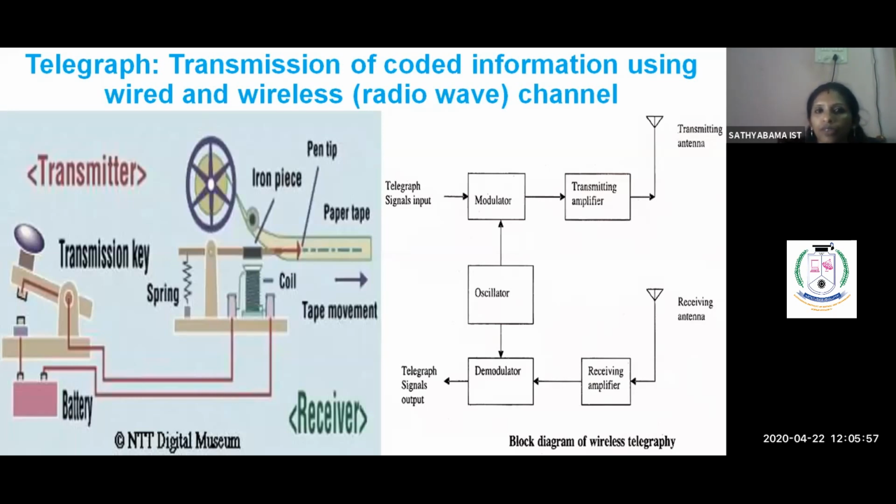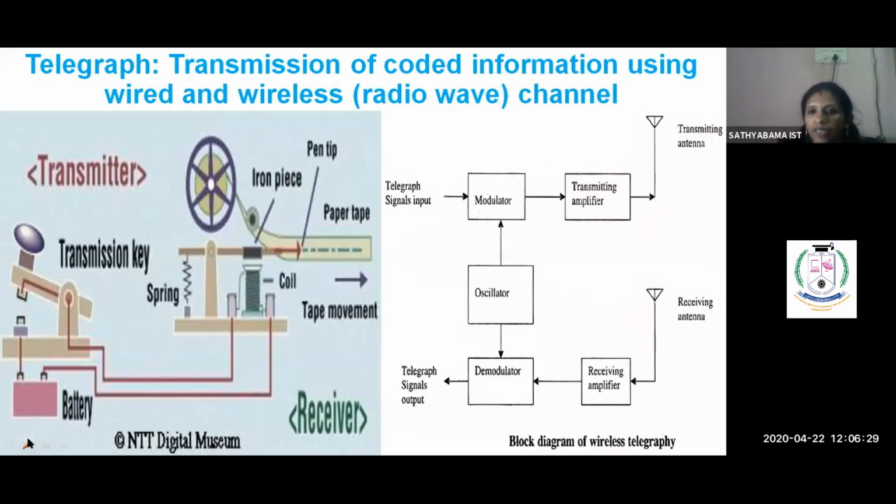The telegraph signal is given as the input. The keyboard letters or numbers we type are given as the input, and in order to convert the signal to a high frequency signal, we use an oscillator. The carrier signal is given by the oscillator. Those two signals are combined in the modulator and then sent to the transmitter amplifier, and this takes place in the transmitting section.